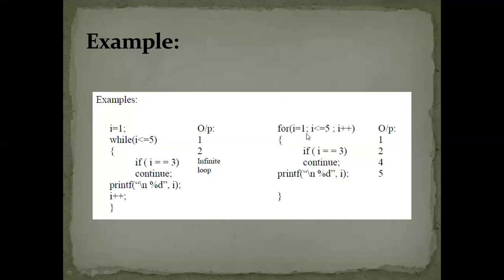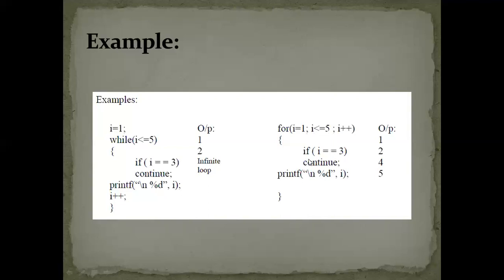Okay. So similarly, the for loop. Here the i value is initially 1, i less than or equal to 5, i plus plus. Okay. So 1 I have taken. Is 1 equal to 3? No. So 1 I am going to print. Similarly, iteration will take place. Finally, what is the value of i here? i less than or equal to 5. So till the value of i becomes 5, it will execute. That is 1, 2, 4, 5.